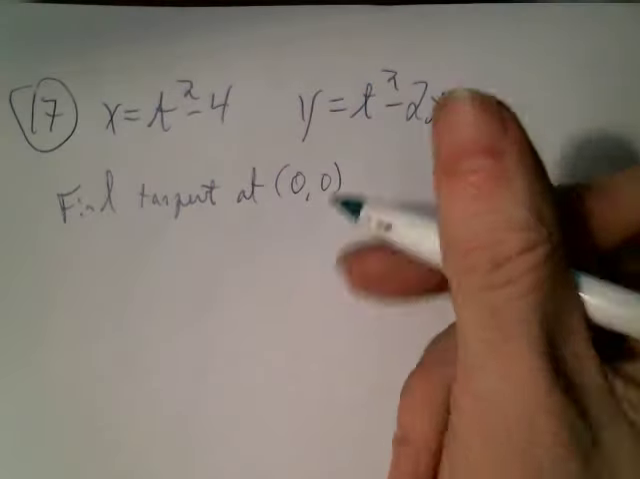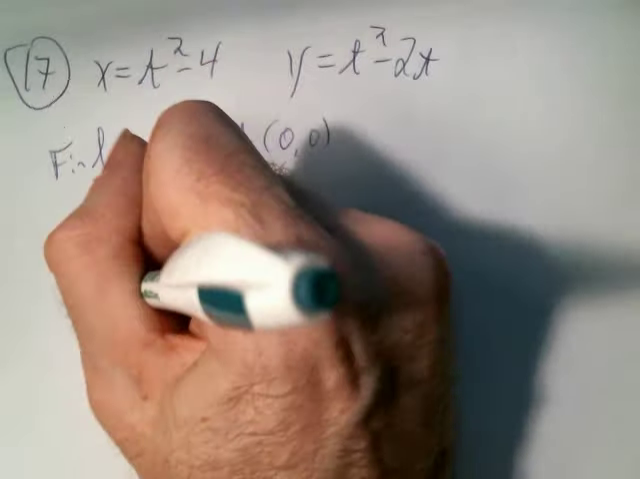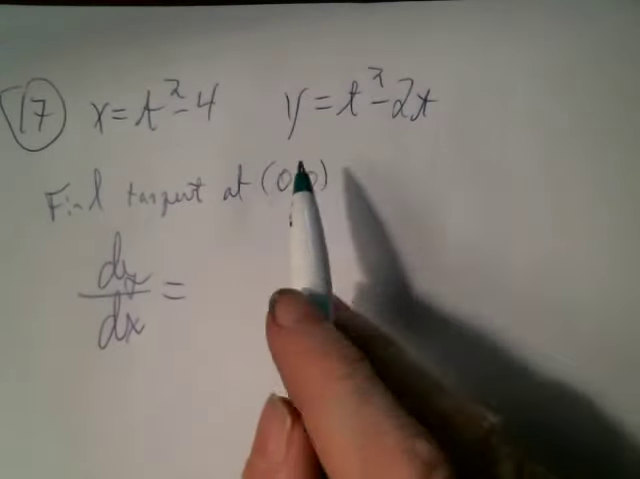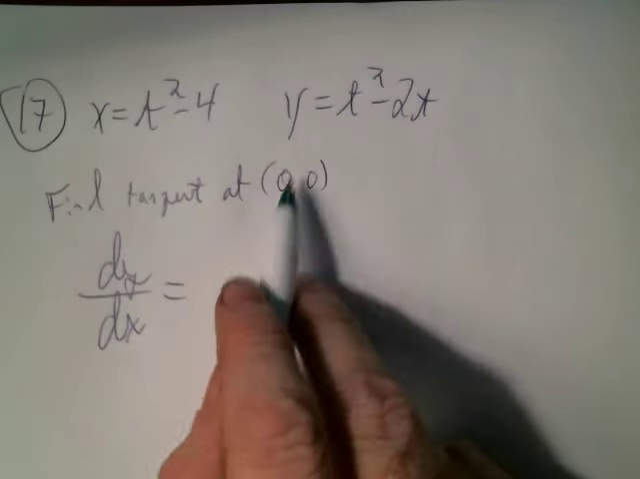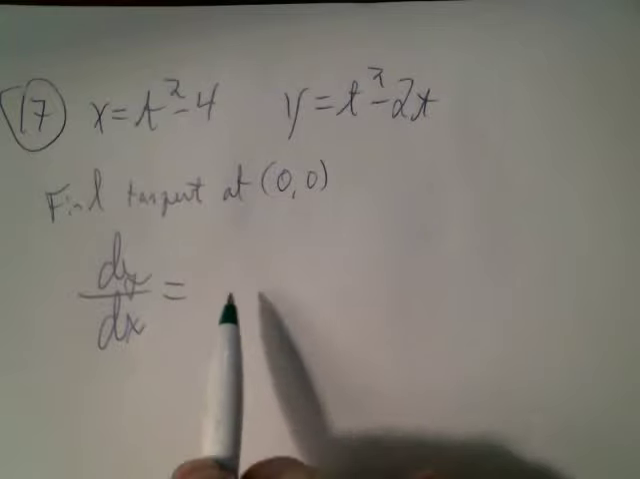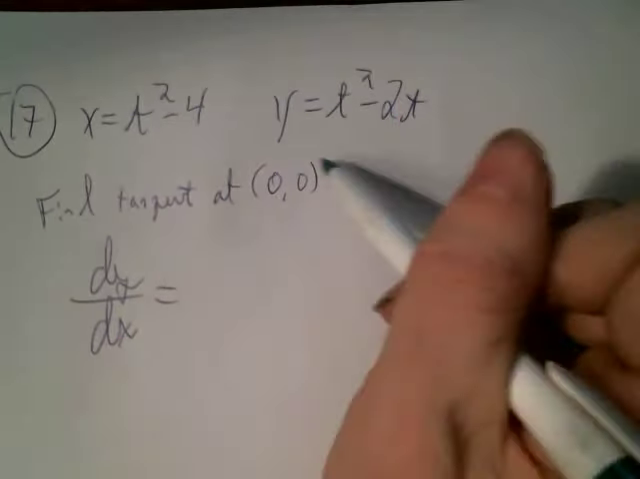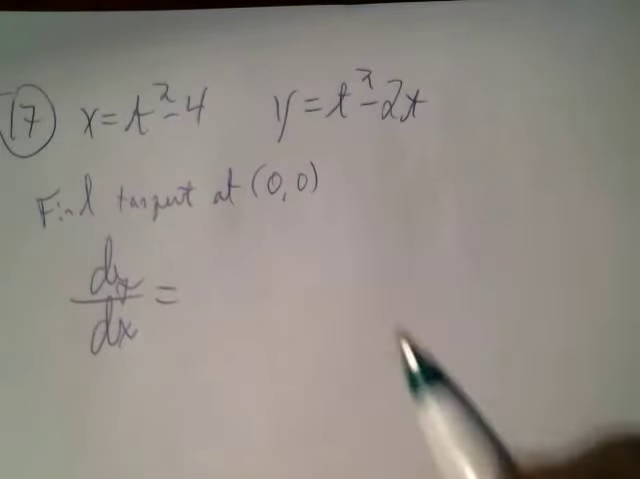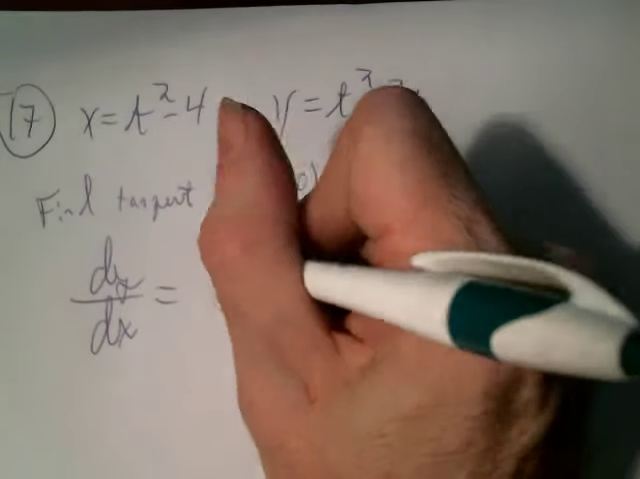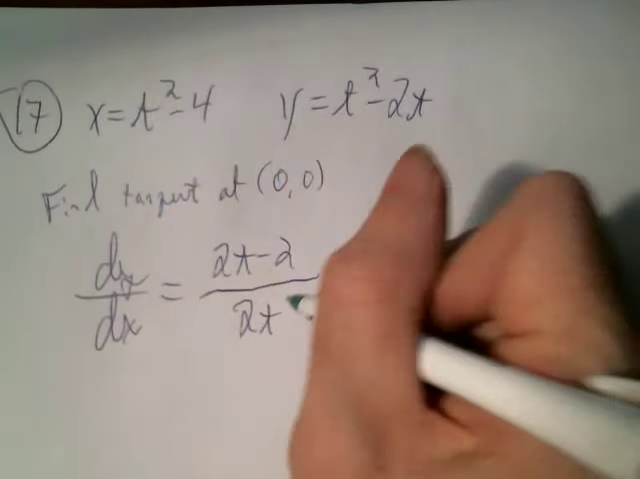Okay, so I need a slope. I already have a point, so I just need a slope. So the derivative of y with respect to x. You could eliminate the parameter, but it doesn't look like it's going to be a lot of fun. So you can actually find the derivative and get an equation for the tangent line without having to explicitly find what the equation is in terms of rectangular coordinates, right? So derivative of y is 2t minus 2. Derivative of x is just 2t.